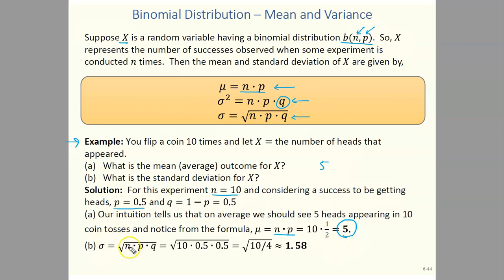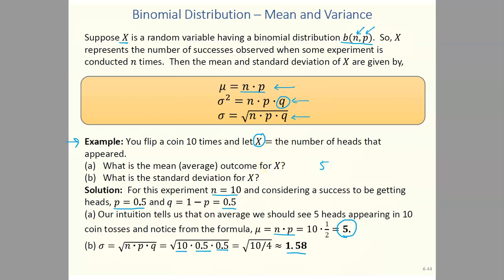Now the standard deviation is going to be the square root of n times p times q. In this case, q is 1 minus p, it's also 0.5. And so the standard deviation is going to be the square root of 10, that's n, times 0.5, that's p, times 0.5, which is q. And so we get the square root of 10 over 4, which is approximately 1.58. So that would be the standard deviation for x, where x is the number of heads that appear when you flip a coin 10 times.